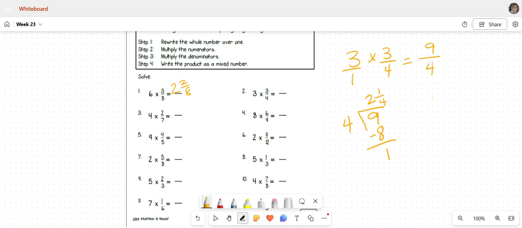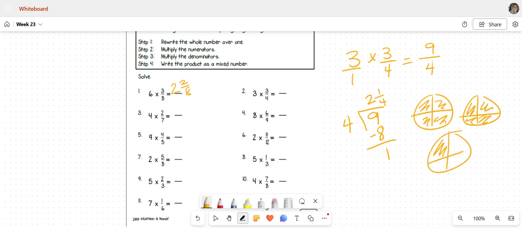Another strategy would be to draw it out. 1, 2, 3, 4, 5, 6, 7, 8, 9. Go back. I have 2 whole objects and 1/4.